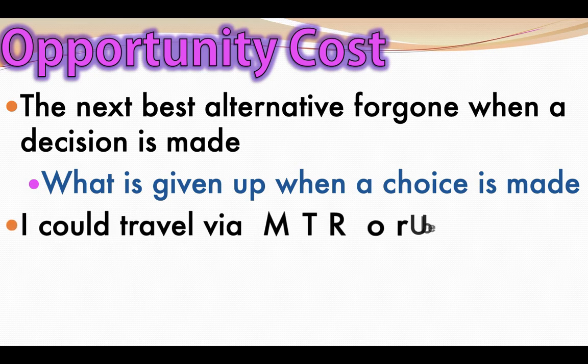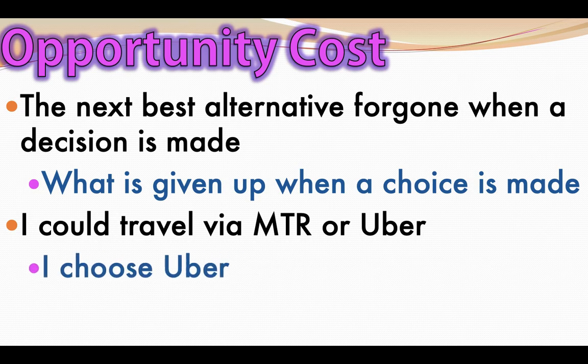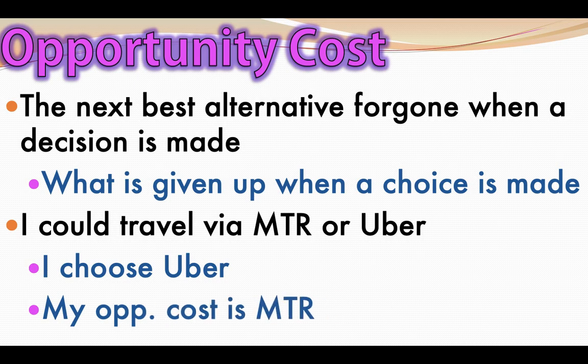So just a crude example here. I could travel via MTR or Uber. I choose to travel by Uber. My opportunity cost is MTR. That's what I gave up when I made that decision.